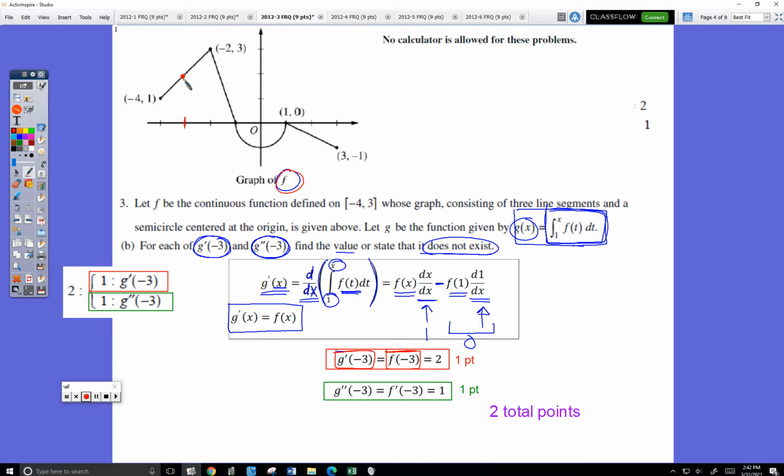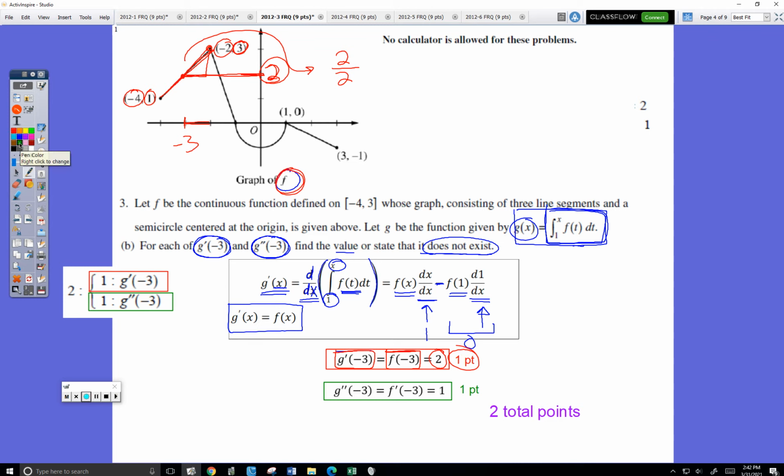So, let's see. This line goes from 1 to 3. That's going up 2. So this slope right here is going up 2. It's going from negative 4 to negative 2. That's over 2. So that's a slope of 1. So that means if this y coordinate is 3, when I go this way 1, I'm going down 1 as well. So the y coordinate right there is 2. So on the graph of f, when the x coordinate is negative 3, the y coordinate is 2. And 1 point for that.